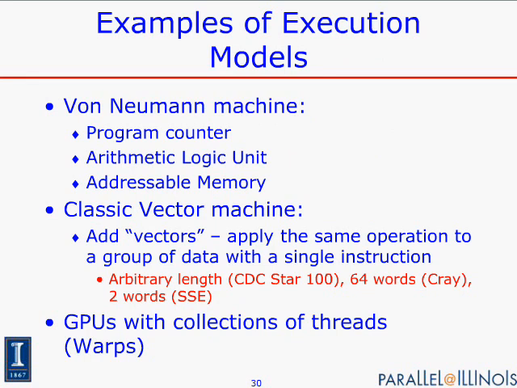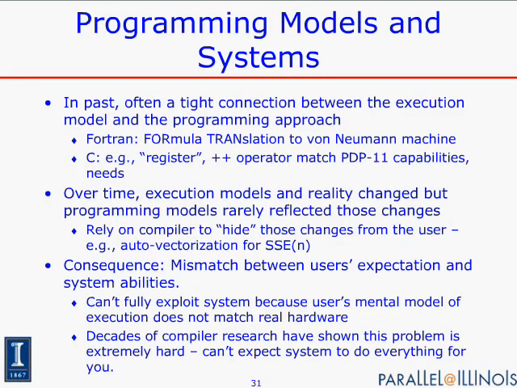Okay. A programming model is the way you express an algorithm in a way that can be turned into code. In the beginning, there was a very tight connection between these. So Fortran, which stands for formula translation, was pretty tightly connected to what the von Neumann machine could do. The original C had operators like plus plus that were directly represented by the capabilities of the hardware. There was an increment instruction that it would turn into.